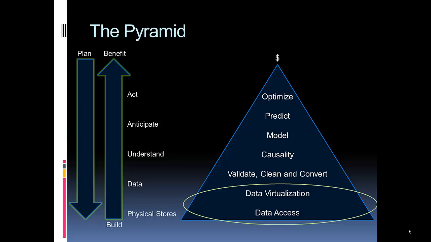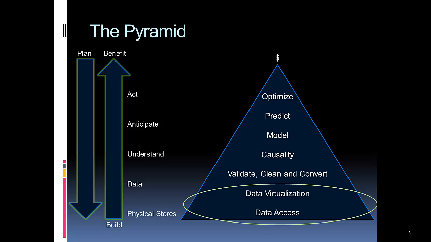Now, most everybody has a pyramid of sorts, so I decided to create one myself. And basically what we're going to be talking about in these sessions is moving up from the bottom, up the pyramid, from data access to data virtualization, data validation, cleansing and conversion, and then causality, beginning the analysis of the data, modeling, prediction, and optimization, as we strive towards the top of the pyramid, which is a benefit to the organization and all its customers.